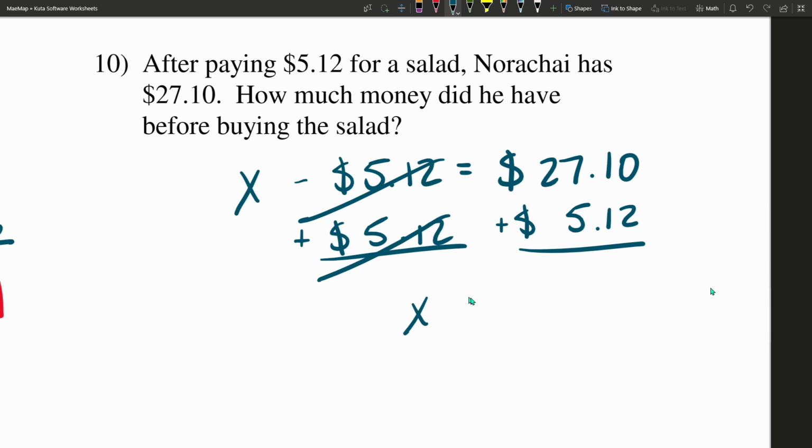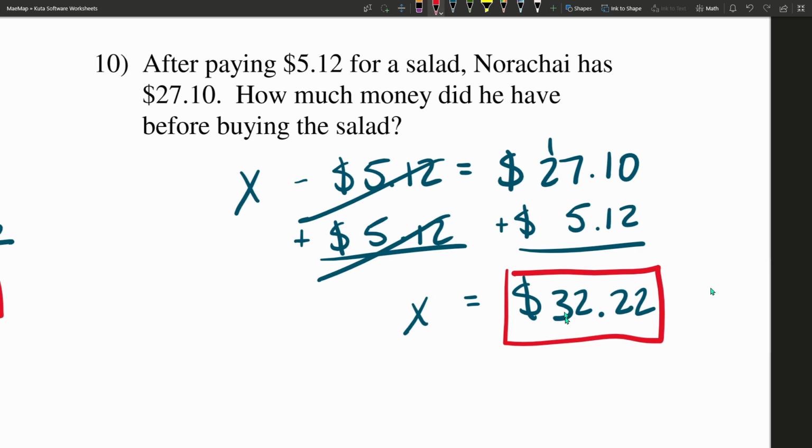So we'll get x, our variable, isolated on our left-hand side, and that's going to equal a total of 0 plus 2 is 2, 1 plus 1 is 2, keep my decimal lined up since I'm adding, 7 plus 5 is 12, carry my 1, 1 plus 2 is 3. So $32.22 was the total amount of money that Norachai started with.